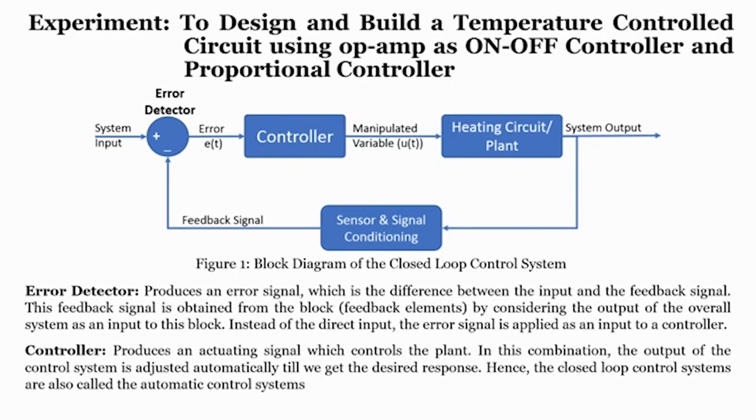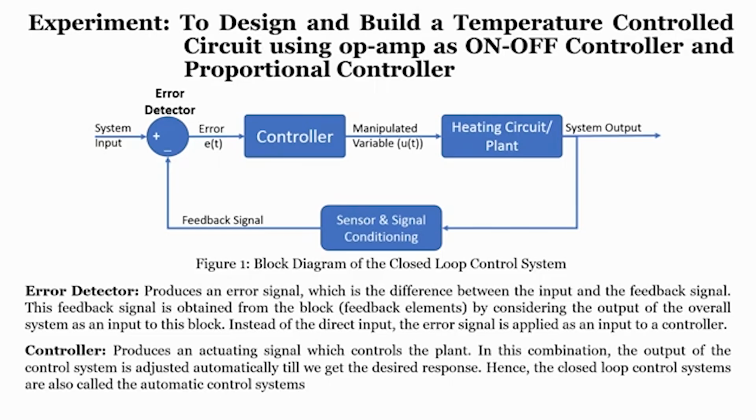So, now what is the role of the error detector? The error detector produces an error signal, which is the difference between the input and the feedback signal. This feedback signal is obtained from blocks which are feedback elements, by considering the output of the overall system as an input to this block, correct.